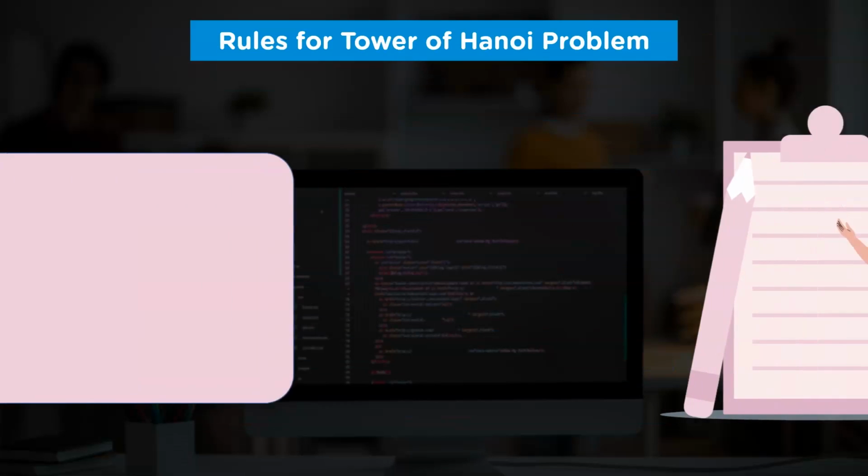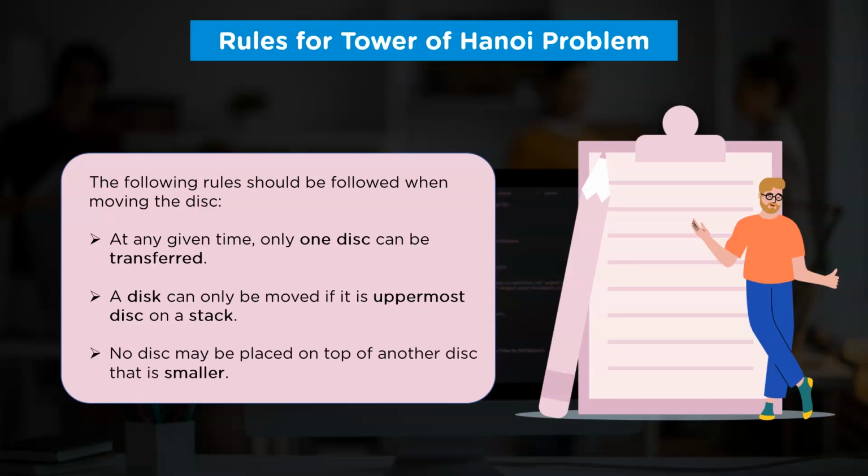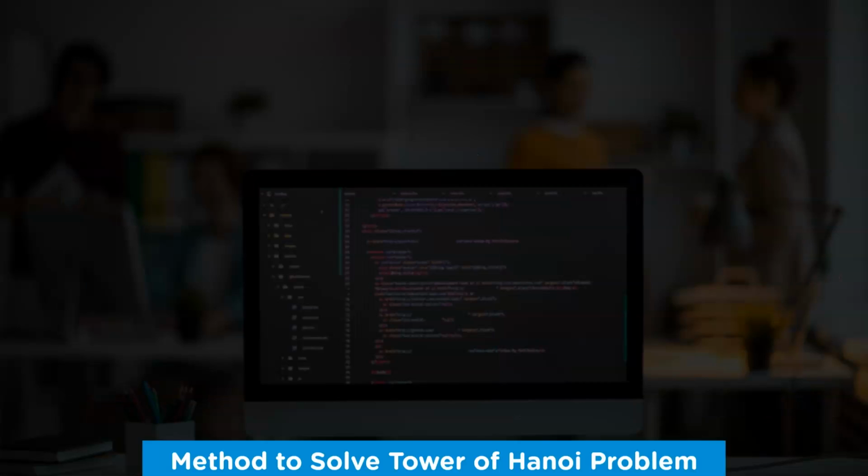So moving forward, let's look at those rules for ring movement in the Tower of Hanoi problem. The first rule is that at any instance only one disk can be moved from the tower. That means we cannot move more than one disk at a time. The next rule conveys that a disk can only be moved if it is the uppermost disk of the stack. The last and essential rule is that no disk should be placed on top of another disk that is smaller in size. So let's look at another Tower of Hanoi problem to build a solution using this set of rules.